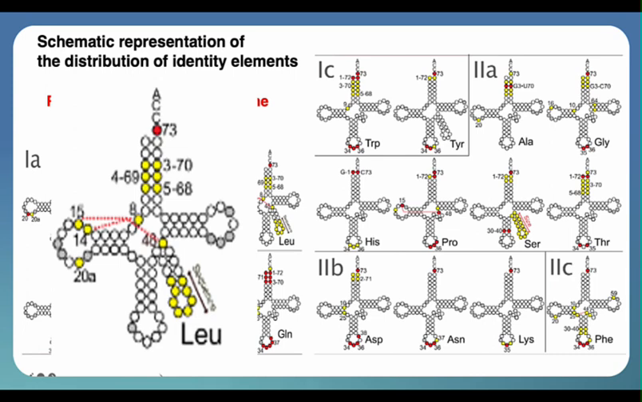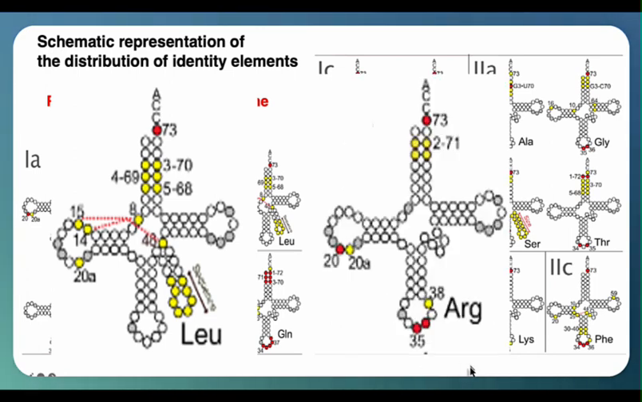Here is a diagram of the leucine transfer RNA, but it is known that the 73rd base is always a specific base common to all transfer RNAs that carry leucine. In addition, the bases colored in yellow are highly conserved among leucine transfer RNAs. Such bases are called identity bases that determine the identity of the transfer RNA.